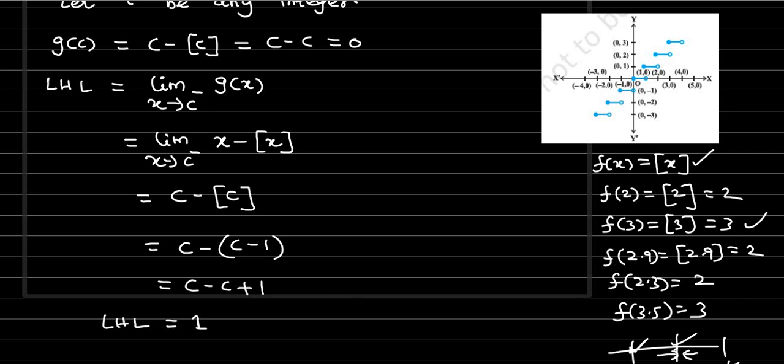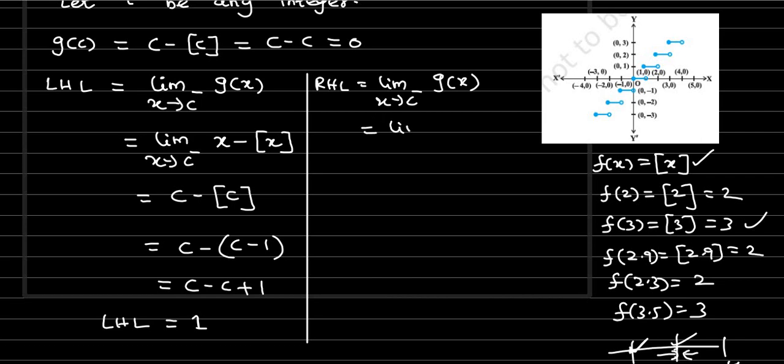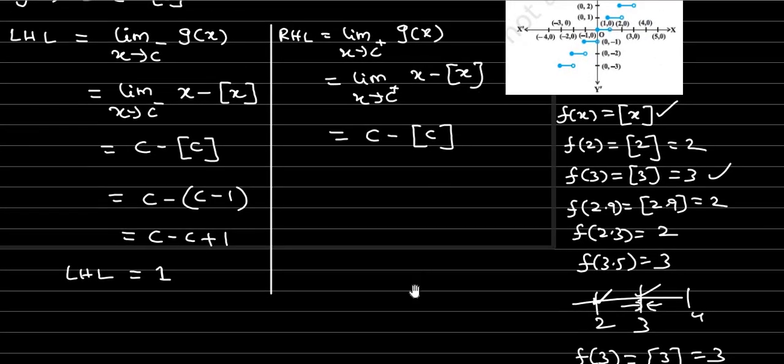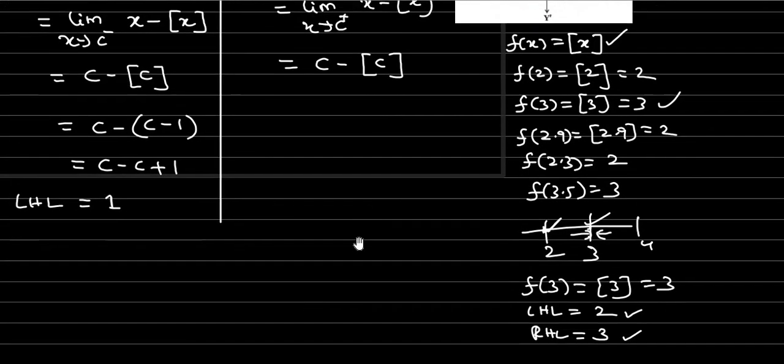Now same way let's find out the right hand limit. Here itself I'll do. Now for the right hand limit, limit as x approaches c. Here only one function we have, that is g of x. What is the g of x here? We'll replace it. g of x is x minus greatest integer of x. Now applying the limit, c minus greatest integer of c, and here what we have to replace for the greatest integer of c, let's check it.